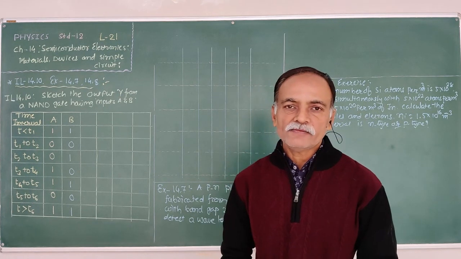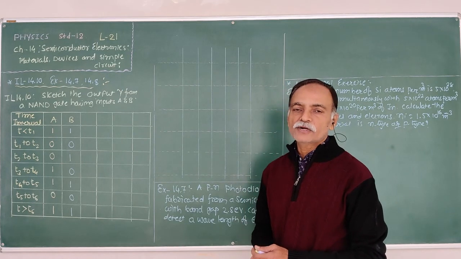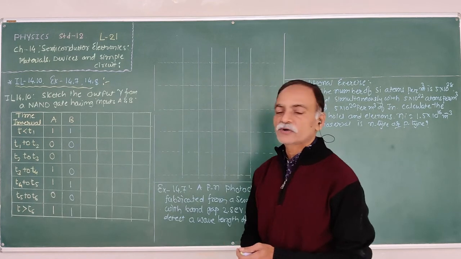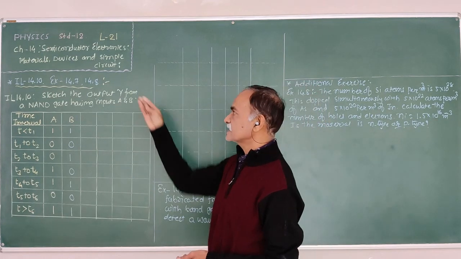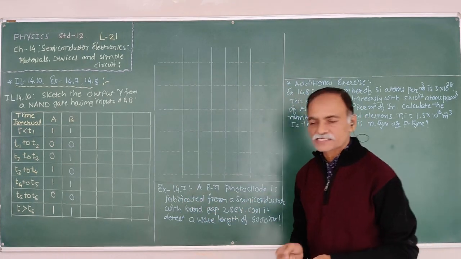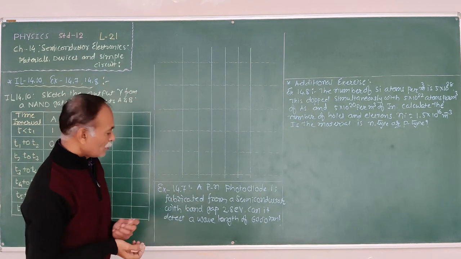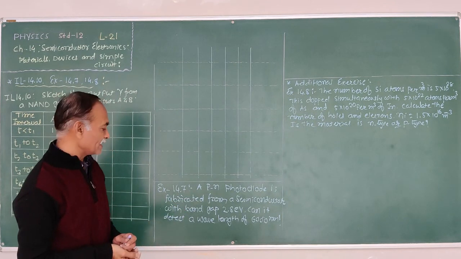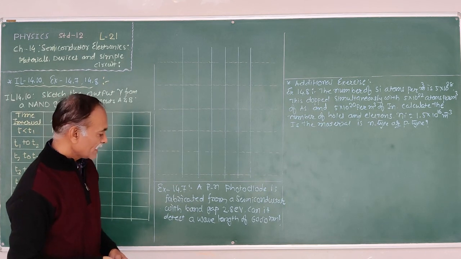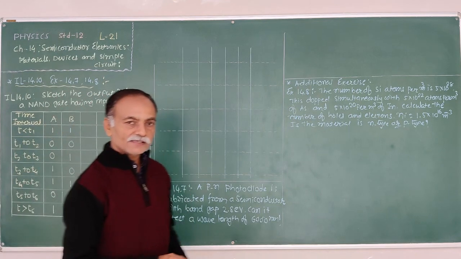Now, the same numericals we are going to discuss: one more from illustration 14.10 and two from exercise 14.7 and from additional exercise 14.8. First we discuss 14.7 of the exercise. Right. What is given? A PN photodiode is fabricated from a semiconductor with a band gap of 2.8 electron volt. Can it detect a wavelength of 6000 nanometer?